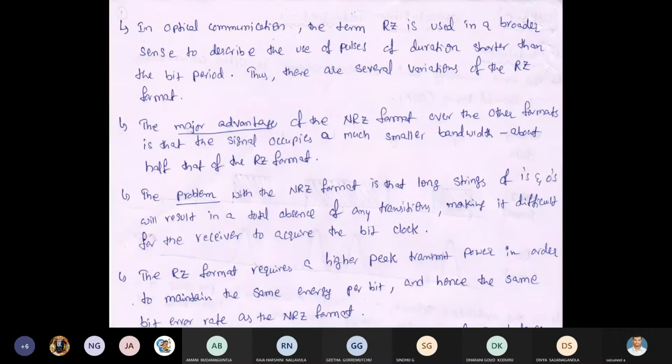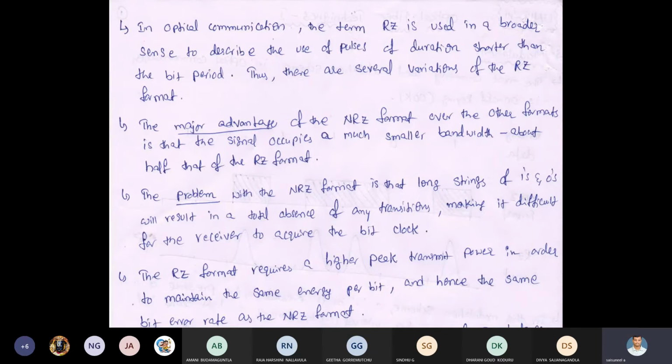Here, in optical communication, the term return to zero is used in a broader sense. It describes the use of pulses of duration shorter than the bit period. Right? Only a fraction of the bit interval it occupies, not the total interval.